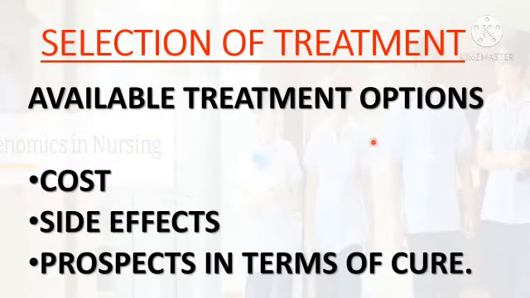So, what is the selection of treatment? You have to explain to the patient the available treatment options and their cost, what the side effects of treatment are, and what the prospects are in terms of cure. Like whether it is completely curable, partially curable, or not curable. You have to tell the patients.